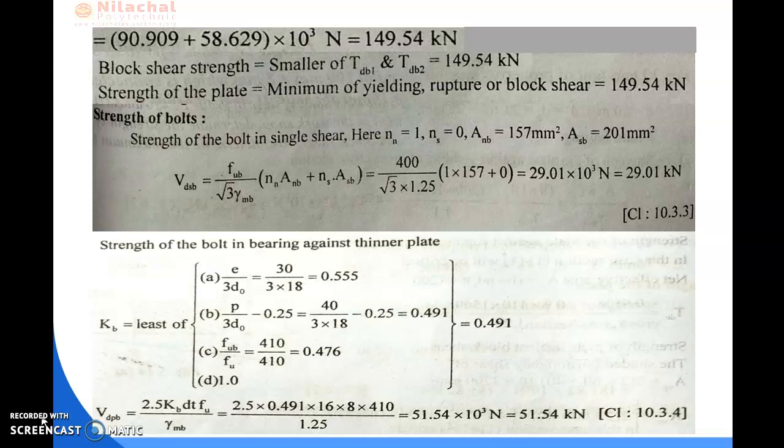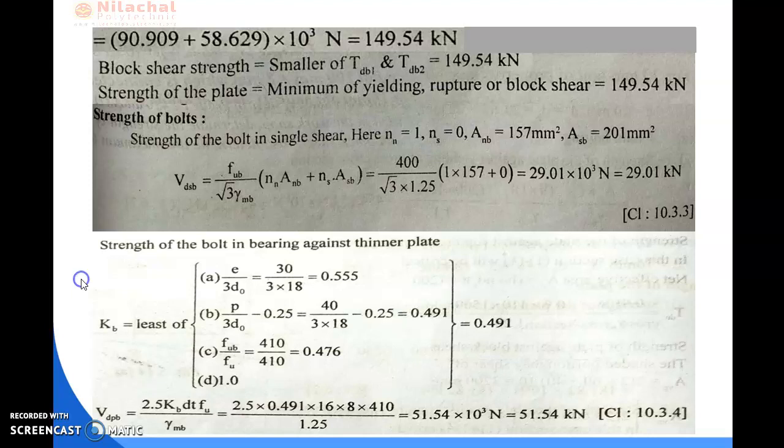I am Tanushri Dalai from Civil Engineering branch, and today I am going to teach you your Theory 2 paper, which is Structural Design 2. So in the last class, we solved a numerical regarding tension member.